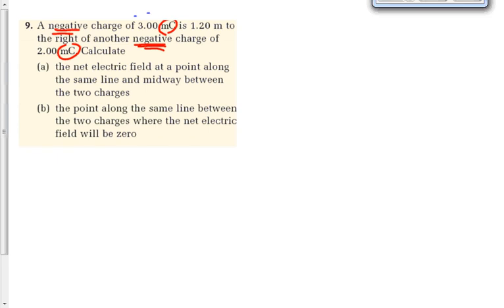Part B asks us for the point along the same line between the two charges where the net field will be 0. So let's draw that again. This was number 1, this was number 2. This was negative 2 times 10 to the minus 3 coulombs. This was negative 3 times 10 to the minus 3 coulombs.